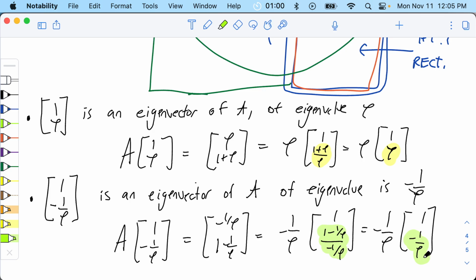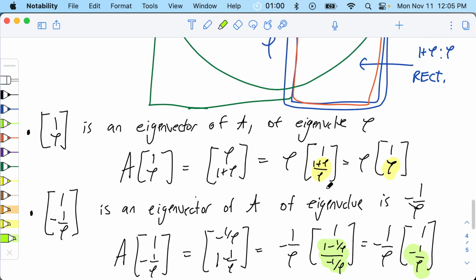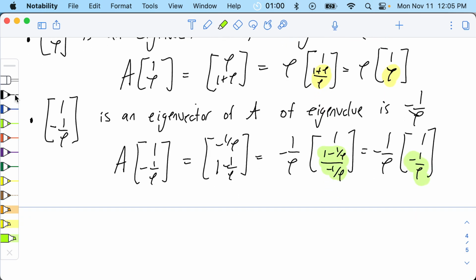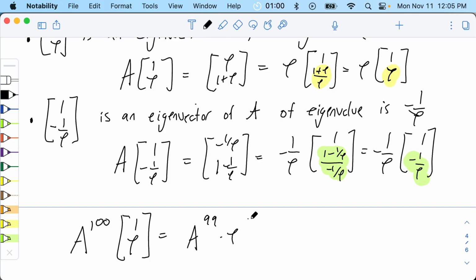And you're like, okay, well, who cares? This is so dumb. But here's the magic: for eigenvectors and eigenvalues, it's very easy to calculate powers of a matrix. So if someone says, please do A to the 1,000, or I guess I was going with 100, let's do A to the 100. A to the 100 times (1, phi). I don't know how to do A to the 100 times any old vector, but A to the 100 times (1, phi) is going to be A to the power 99 times phi times (1, phi).